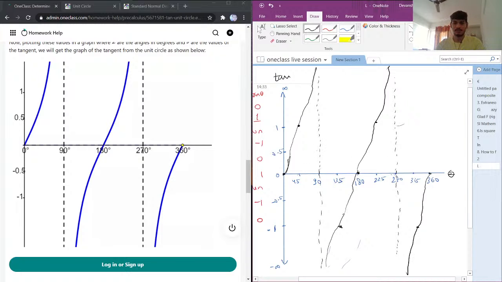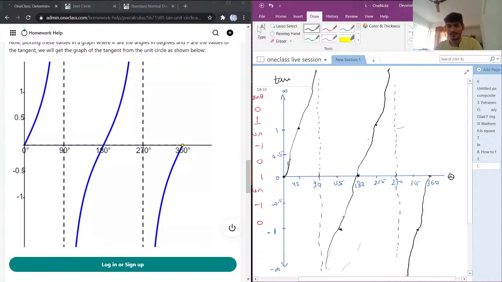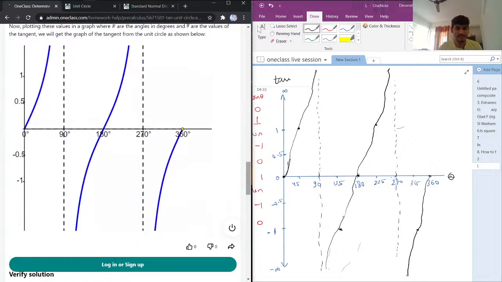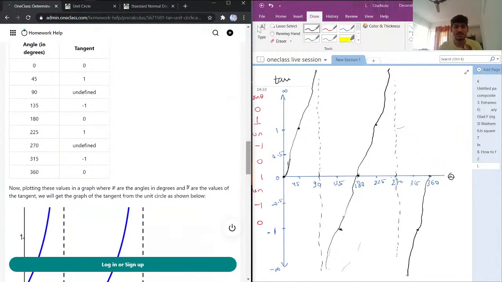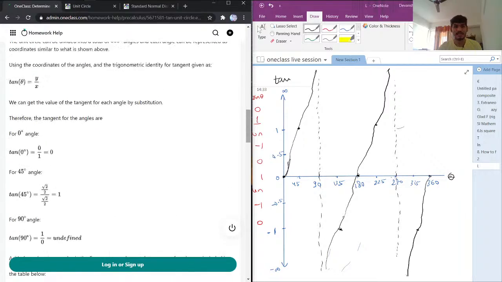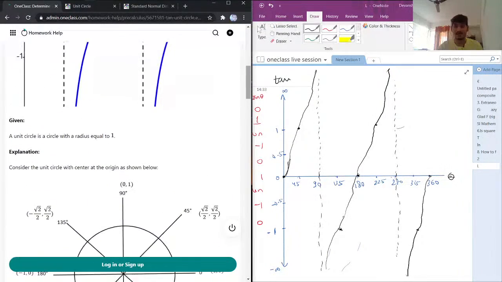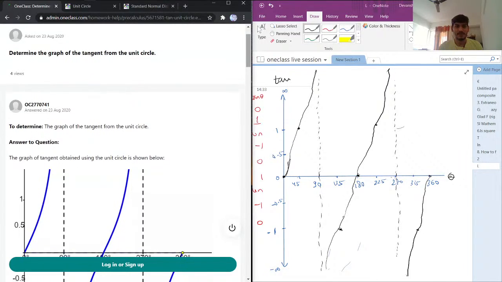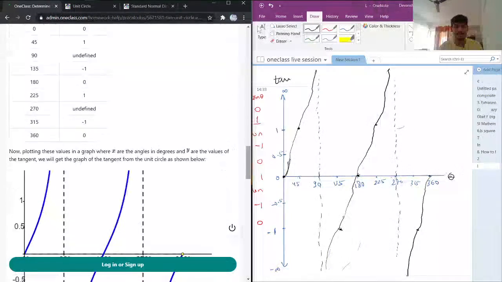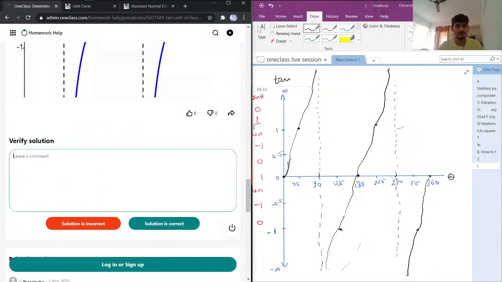The graph which I have made is not looking really good. It is kind of looking like linear, but the graph given in the solution is correct. So this is the way we draw the graph of a tangent using the unit circle. Determine the graph of tangent from the unit circle. I'll just write the correct solution.